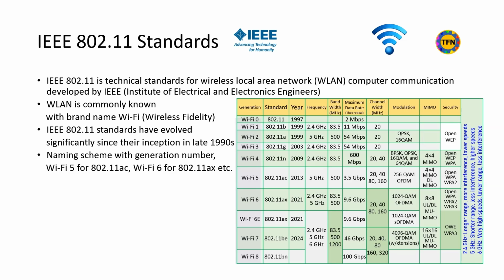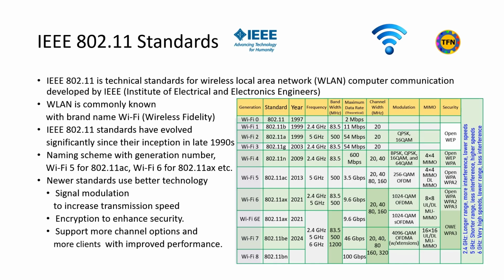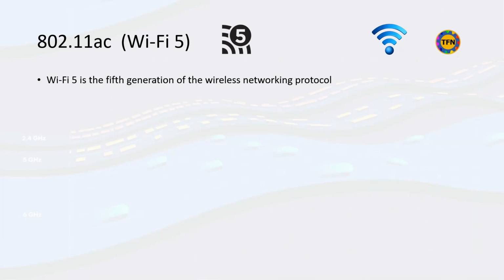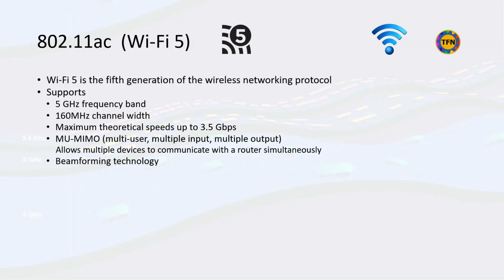for simplicity. Newer standards use better technology for signal modulation to increase transmission speed and better encryption to enhance security. They also support more channel options and more clients with improved performance. Wi-Fi 5 is the 5th generation of the wireless networking protocol, still popular today. It supports the 5 GHz frequency band, 160 MHz channel width, and maximum theoretical speeds up to 3.5 gigabits per second.